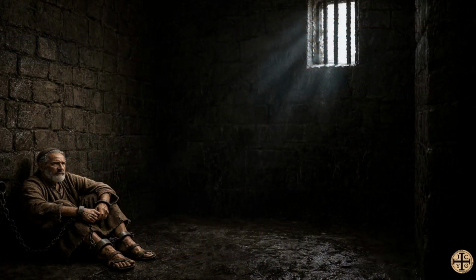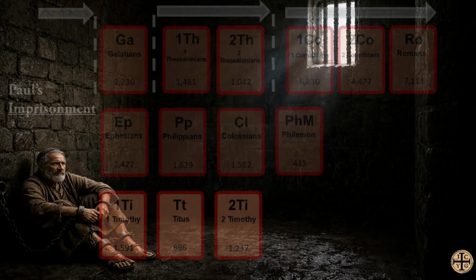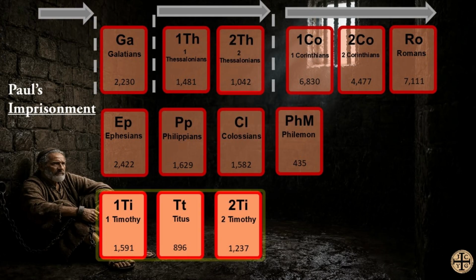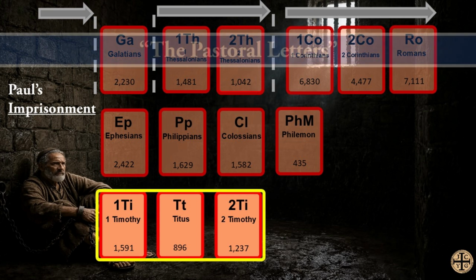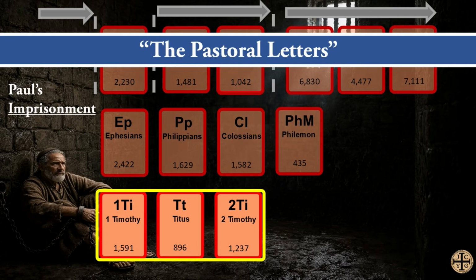At some point Paul was released, only to be later arrested again and taken back to Rome. This last time wasn't house arrest, but actual prison. From his imprisonment, Paul wrote, or dictated, 3 epistles to individuals. They are known as the pastoral letters.